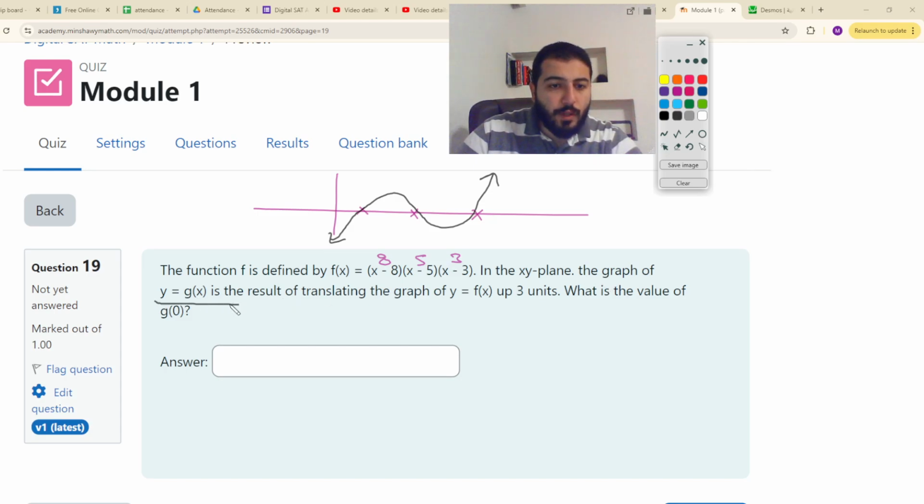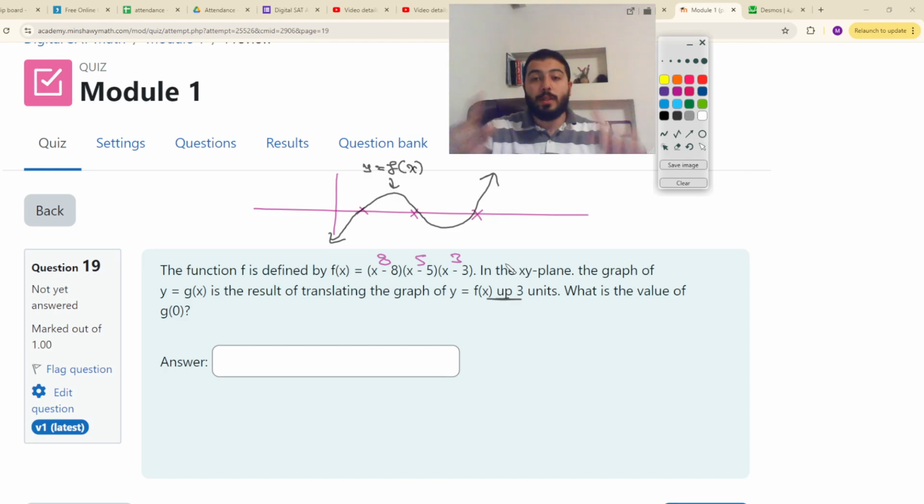The graph of g of x is the result of translating the graph y equal f of x by 3 units. But he didn't say translating 3 units to the right or to the left. This is f of x, y equal f of x. But he said that g of x is the result of translating this graph up 3 units. So you will take this up 3 units.